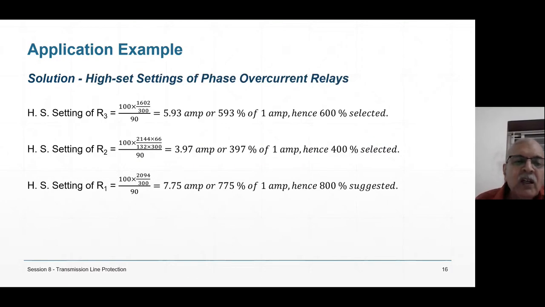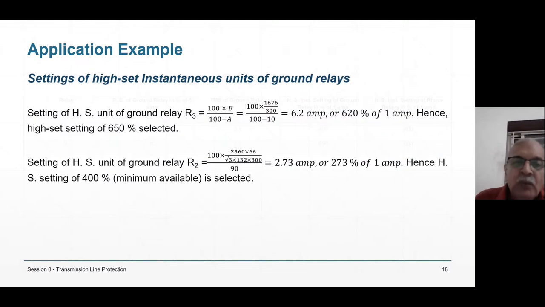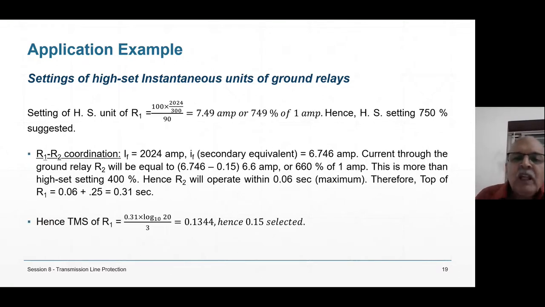I set unit. 2560 for earth fault units. For earth fault units, 2560, 273%, but minimum 400% available. And similarly for R1 also, 749%, so 750%. Now, when you coordinate R1, R2, R2, R3 are not required to be coordinated.